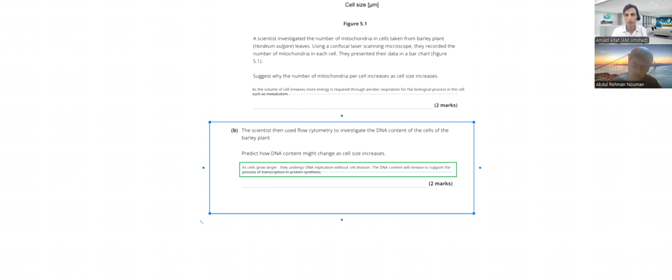We should not link this to mutation, but we would say that DNA replication without cell division is one point that we can add. Cell DNA content would increase with increasing cell size. Why? To support higher levels of transcription and protein synthesis. That's what we can answer.